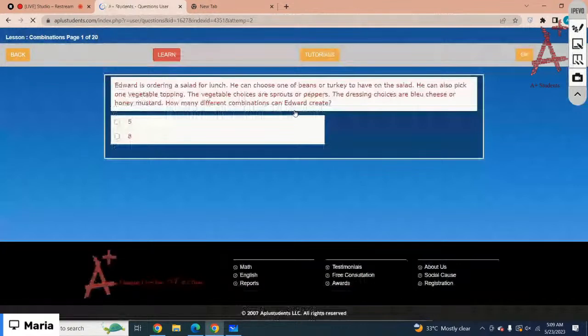Okay, Edward is ordering a salad for lunch. He can choose one of beans or turkey to have on the salad. So he has two options. Then he can also pick one vegetable topping. The vegetables are sprouts and peppers. You have two options for the vegetables. The dressing choices are blue cheese or honey mustard. How many different combinations can Edward create?